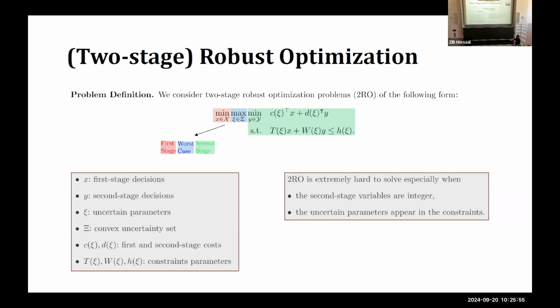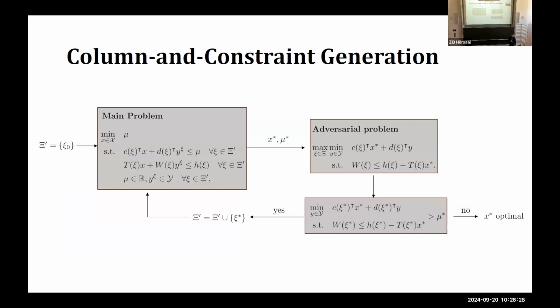So we have these min-max-min problems in two-stage robust optimization. These are extremely hard to solve. There's a lot of work on this when the variables are continuous, which unfortunately is not the case in the facility location example. The problem gets very, very hard when the variables are integer, especially the second-stage variables y, and if the uncertain parameters also appear in the constraints. That's what you see here: the Xi is influencing the constraints of this problem. There are not many ways to solve this kind of problem. There's one way, which is called column and constraint generation.